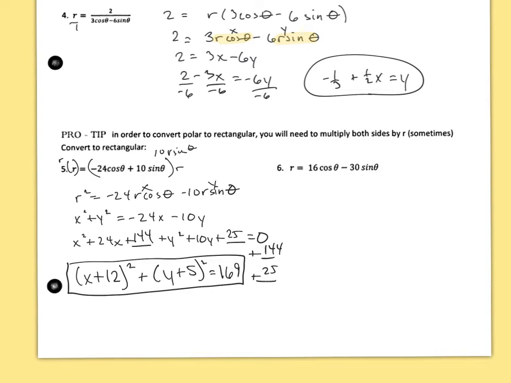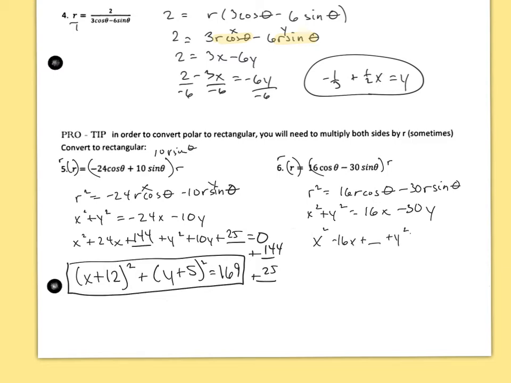So we're going to multiply both sides by r. And we get r squared equals 16r cosine theta minus 30r sine theta. We know exactly what's going to happen. And we get rid of the r's, the sines, the cosines, everything. Get this set up for completing the square. So we have a negative 16x. And then we have y squared plus 30y. And then on this side, we're just going to have those two blanks. No need to write the 0, I guess.